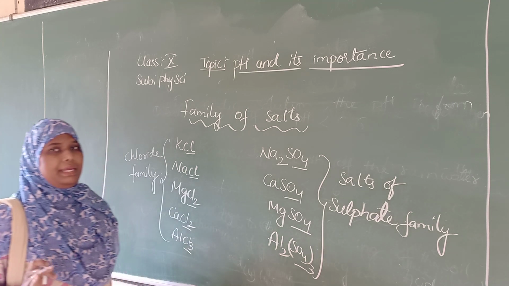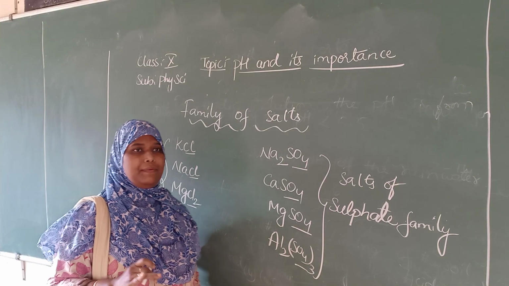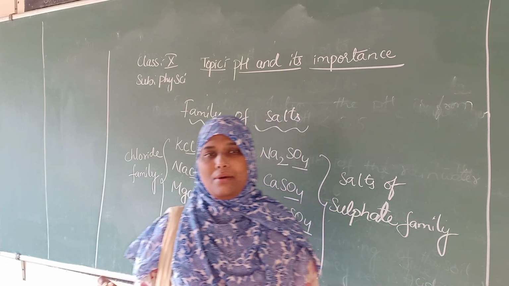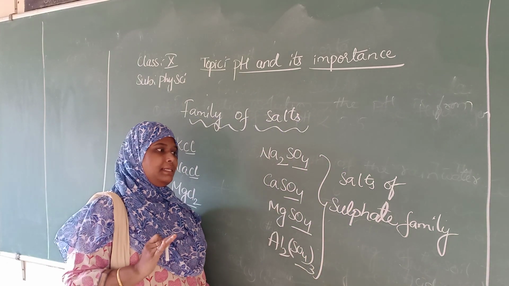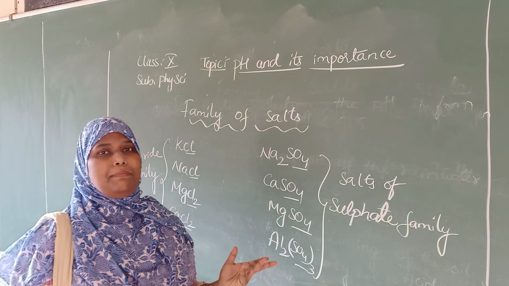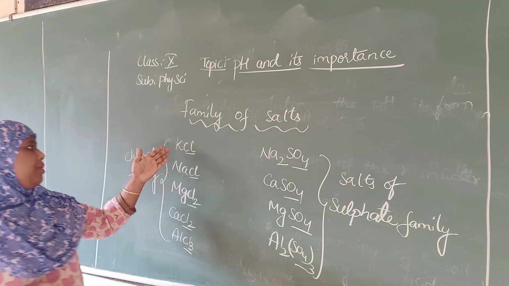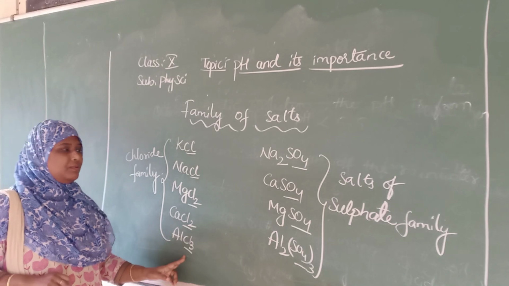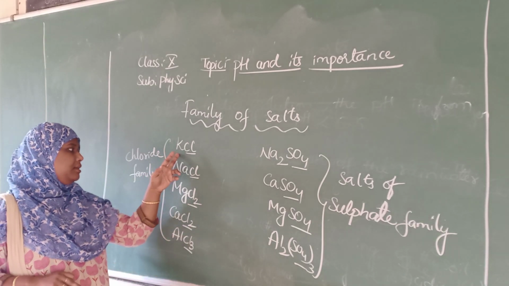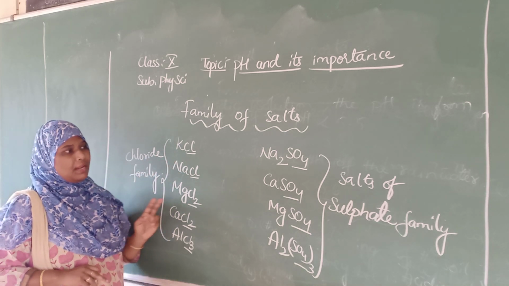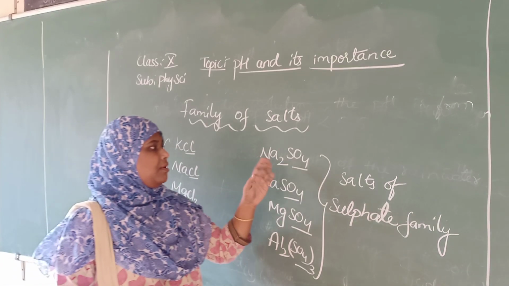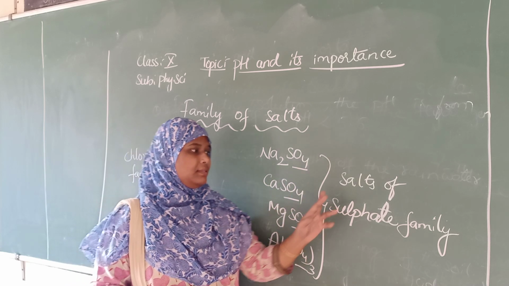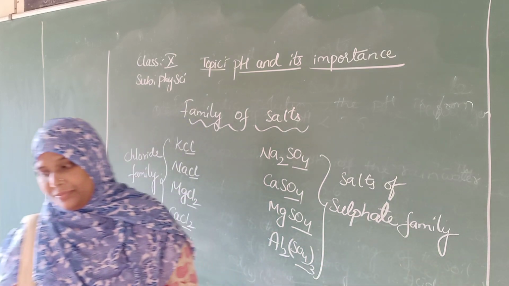So a set of salts which have either a cation as common or the anion as common, that salt is said to belong to that particular family. For example, here all these salts have chloride as the common ion. So we say that these are the salts of the chloride family. Whereas in this particular case, all these salts have sulfate as the common ion. So these are the salts of the sulfate family.